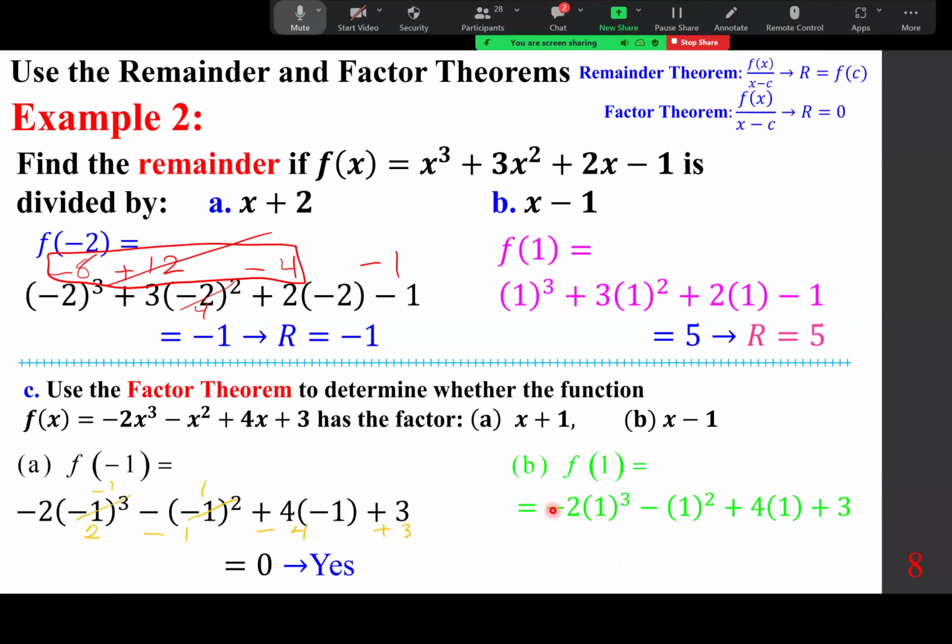Now, this is 1 with the negative 2. Becomes negative 2. This is 1, but negative is outside. You get positive 4. The answer is no. It's not a factor. The only time it becomes a factor is if the remainder is 0. Remainder is 0 here, but not here. Therefore, this is a factor. This is not.